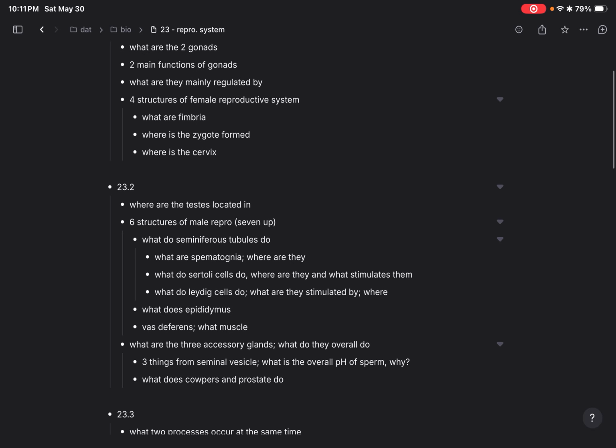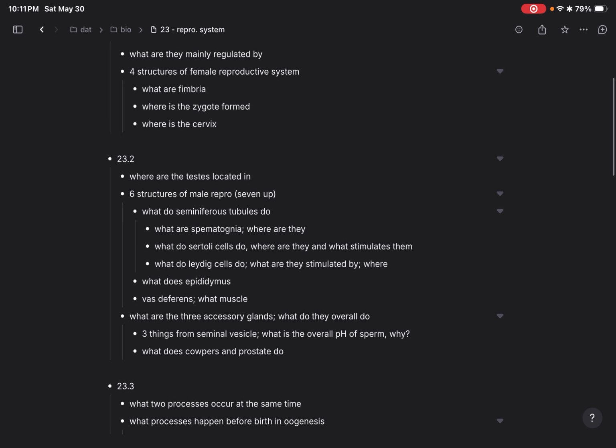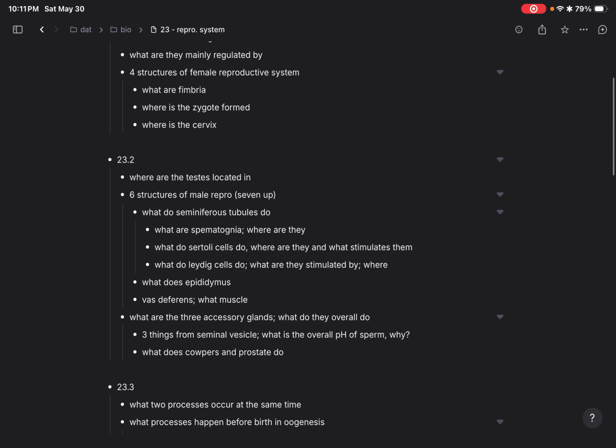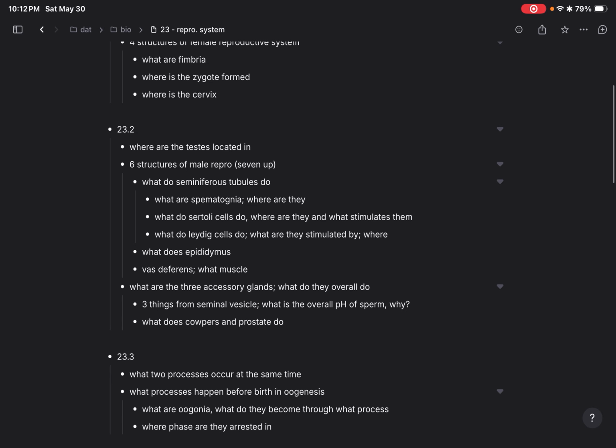So the 4 structures of the reproductive system for the female: we're first going to have the ovary, then the fimbria, which connects to the fallopian tubes, which is the oviduct. We go into the uterus, and after the uterus there's the vagina. The fimbria are finger-like projections that extend onto the ovaries and grab the eggs from the ovary. The zygote is formed, or fertilization occurs, in the fallopian tube or the oviduct. The cervix is just in between the vagina and the uterus. It's not mentioned here as a main structure, but they were talking about something like that.